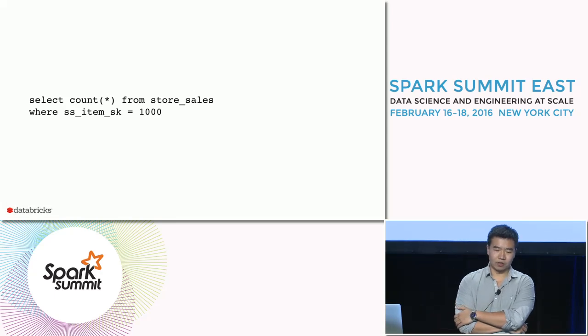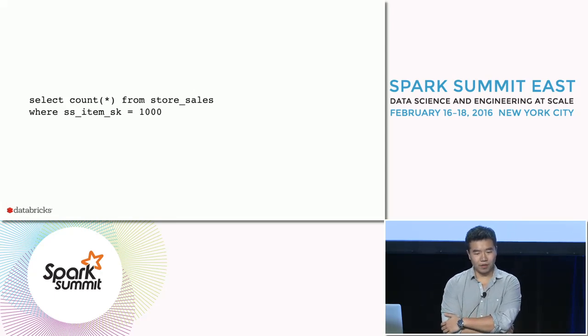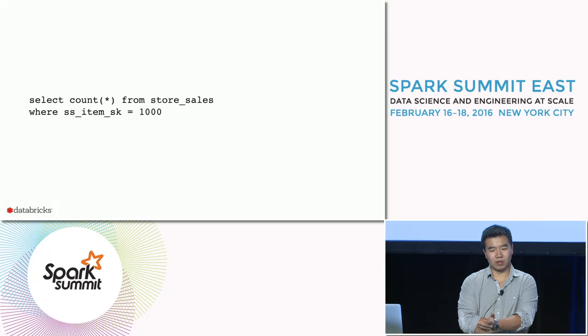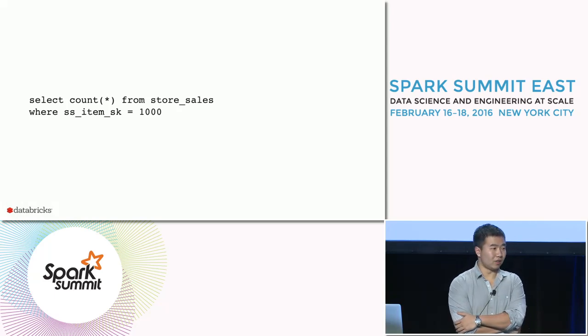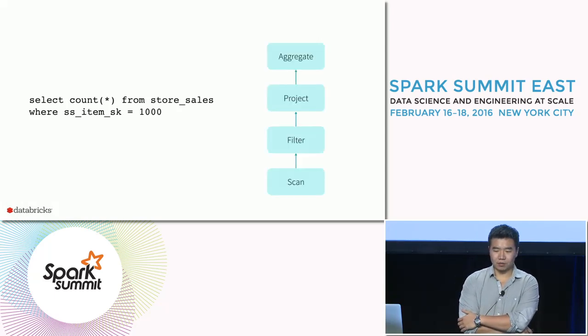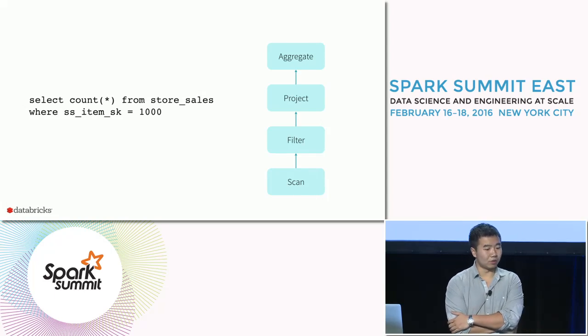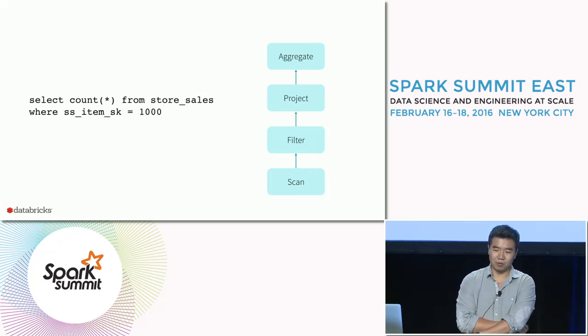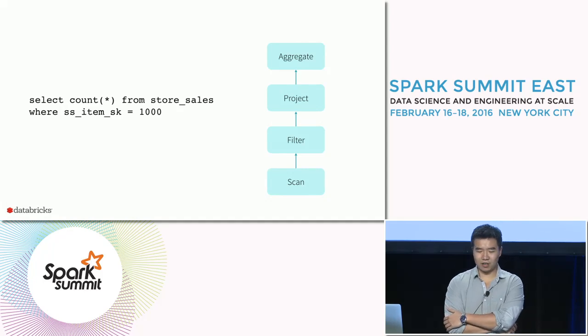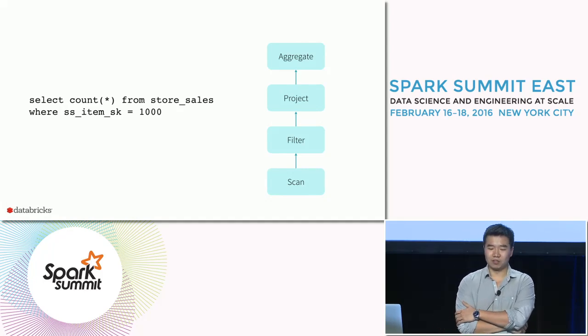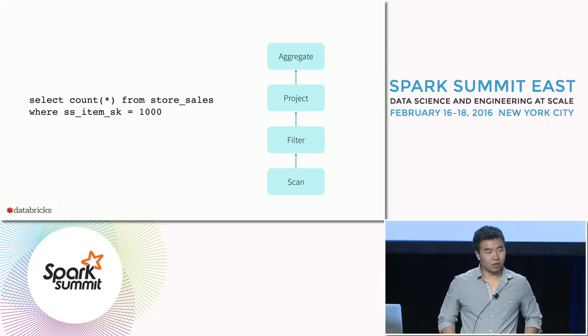This query is very straightforward. We're just scanning a single table, and we want to count the number of elements where this particular attribute is 1,000. The picture on the right is the current Spark SQL physical plan. Data flows through the plan bottom up. We first scan the data, then we filter for things that are equal to 1,000. Then we project, meaning we drop the column because we no longer need it. It was only necessary to evaluate the predicate. And then we finally just add up the results. So, a pretty straightforward query plan.